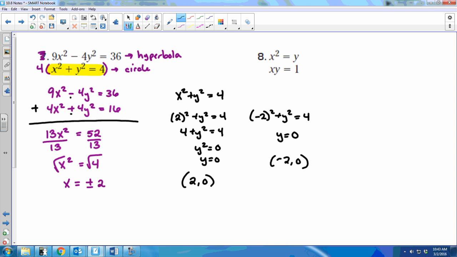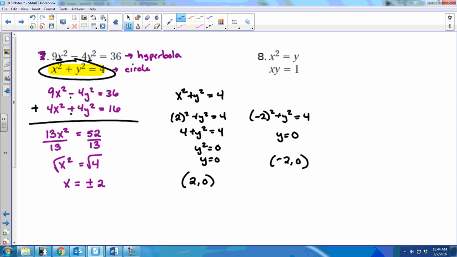Quick note, because the last one doesn't take very long. Again, you could have solved this system using substitution. It would have been fine. If I had chosen to do that, I would take x squared plus y squared equals 4, and I would solve for x squared or y squared. You don't have to solve for x or y, because there's an x squared term and a y squared term in the first equation. So I could just solve for x squared and substitute whatever I had in for x squared, or solve for y squared and substitute whatever I had for y squared.